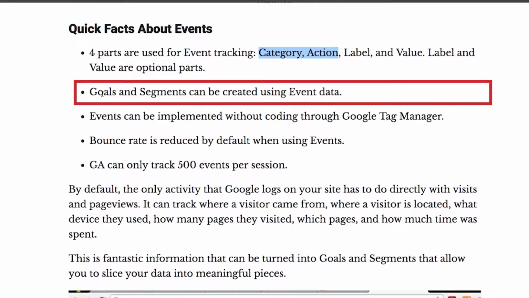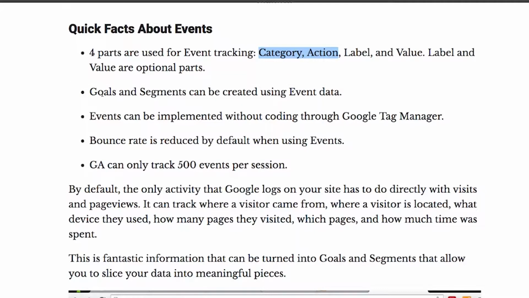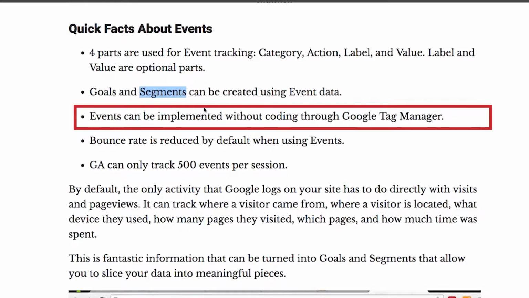Goals can be created using event data. First you have to have the event reporting in Google Analytics, and then you can create a goal that fires when that event is actually stored in Google Analytics. Then you can also create segments, so you can break out segments based on your Google Analytics event data that's coming through.